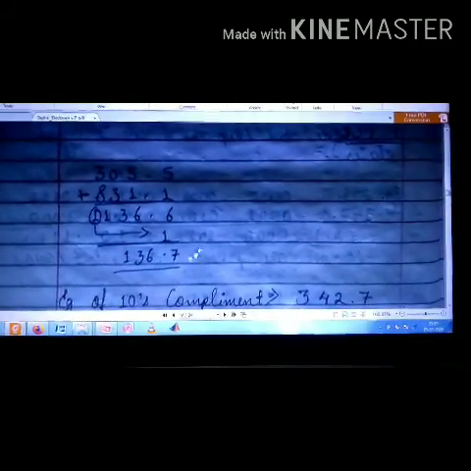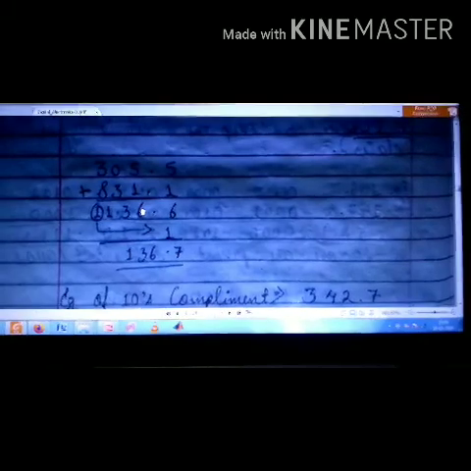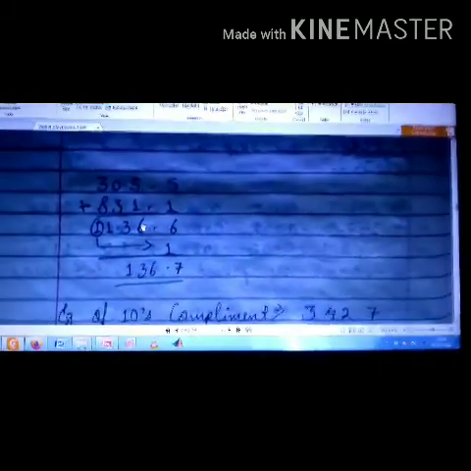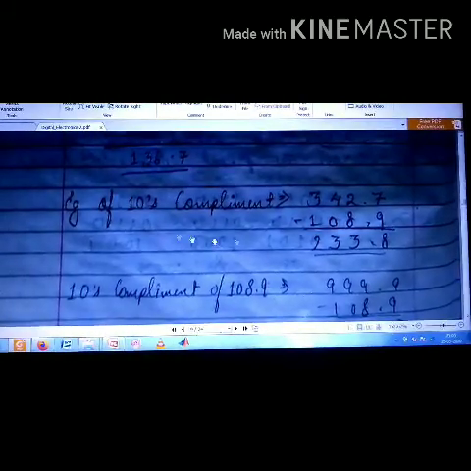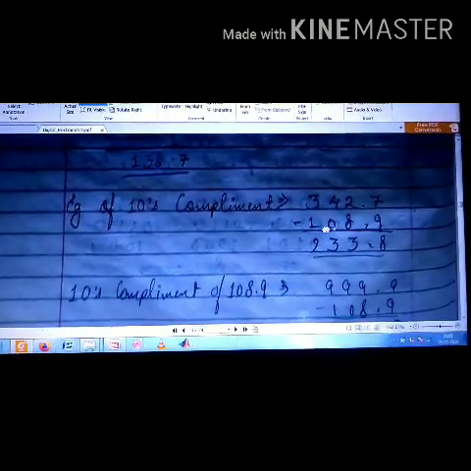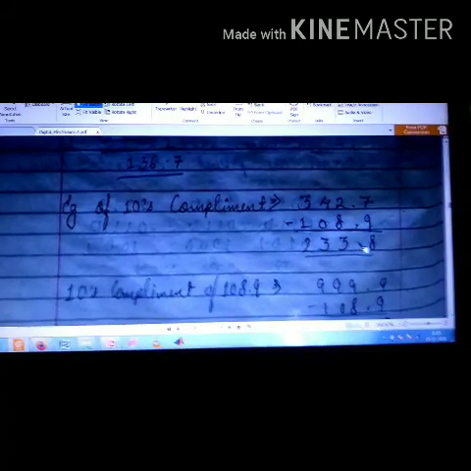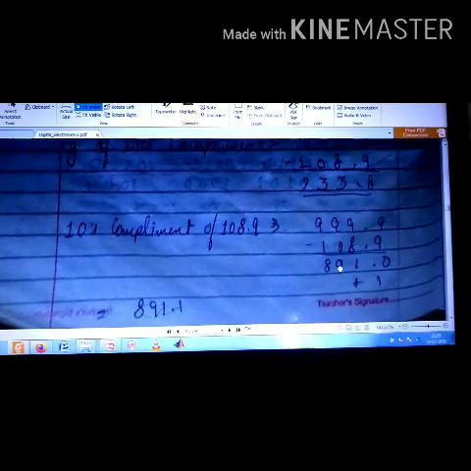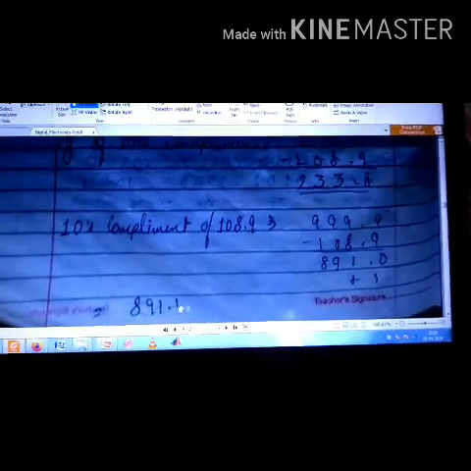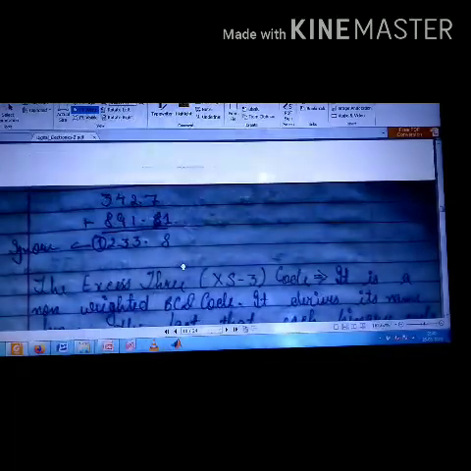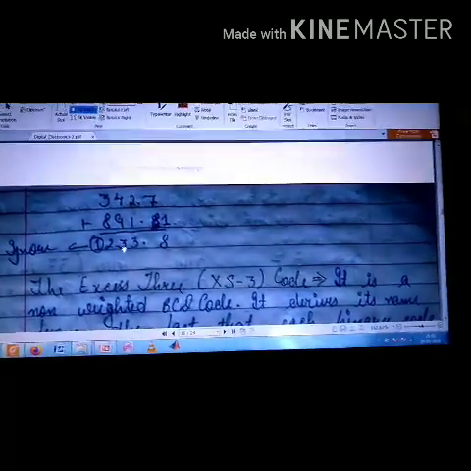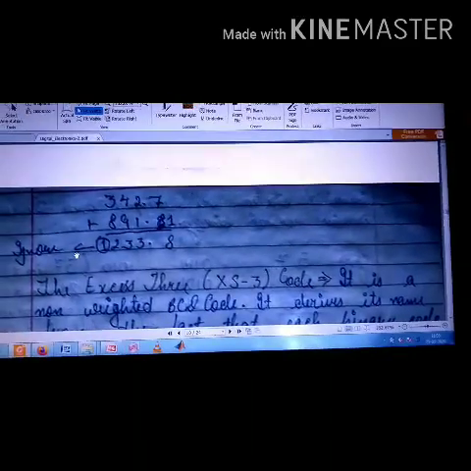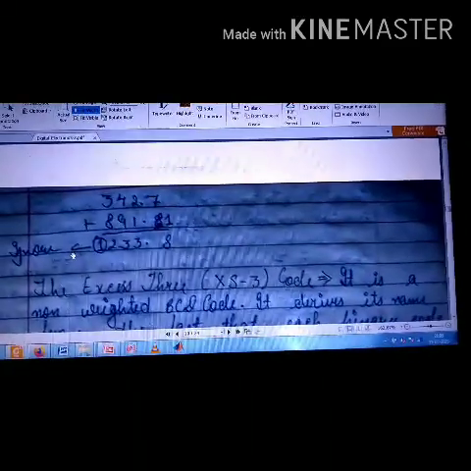In this way subtraction can be performed using 9's complement, and it is not at all using our binary arithmetic. In a similar way 10's complement can also be utilized. 342.7 minus 108.9, the answer is 233.8. Then we will take the 10's complement of 108.9, which comes out to be 891.0 plus 1, that is 891.1. Then this will be added to this term. This is the end around carry, which can be ignored, and we will get our perfect answer.